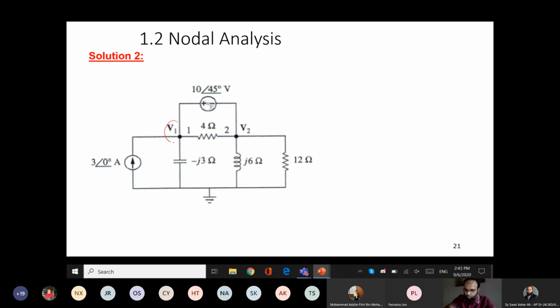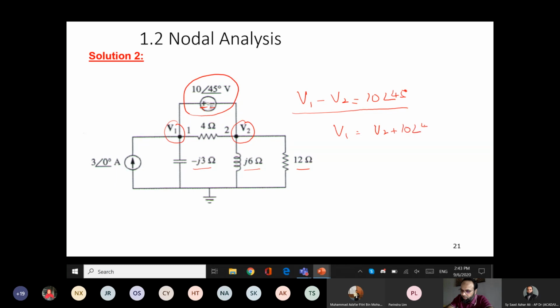We know that this is V1 and this is V2, and these are potentials, potential differences. The good thing is we have the potential difference available between these two. So if this is positive and this is negative, I can write V1 minus V2 equal 10 angle 45 degrees. Is it okay? So we have a very simple equation. Rather than having to consider the J's and all the components, we get one very simple equation from the supernode, or V1 equal V2 plus 10 angle 45.